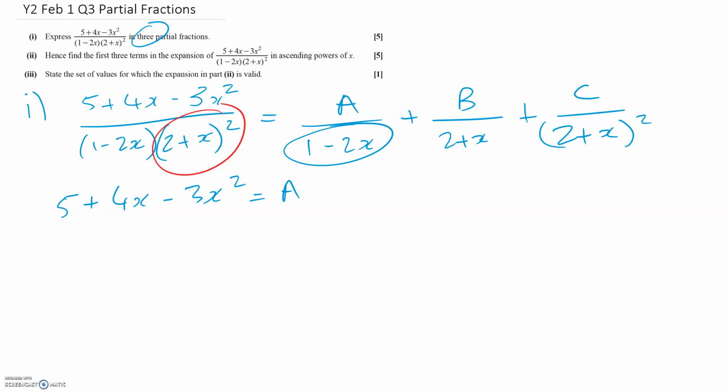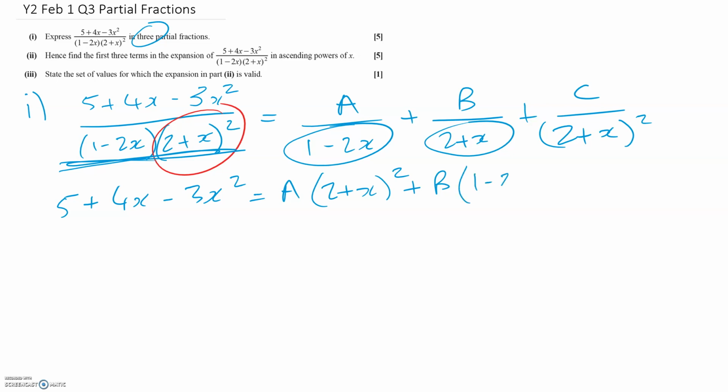Now what do you have to multiply this by to get to this? Well, you need to multiply that by the 2 plus x squared. What do you have to multiply this by to get to this denominator? Well, it's 1 minus 2x, but it's also another 2 plus x. And what do you have to multiply the 2 plus x all squared by to get to the denominator? Well, you need to multiply that by 1 minus 2x.